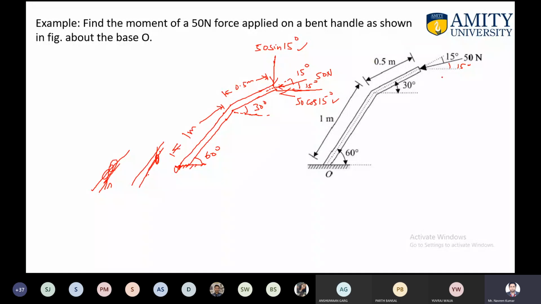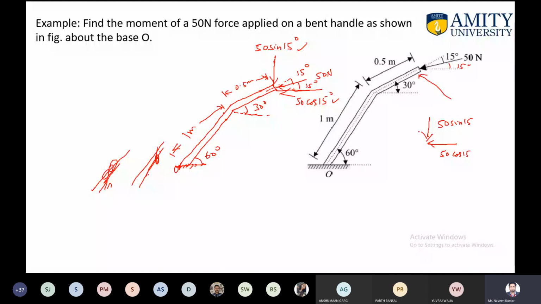So when I take this base 15 degrees, I have made two components for this force of 50 Newton at an angle of 15 degrees: 50 cos 15 in this direction. So the directions of the forces are like that, 50 cos 15, and the vertical is how much? This is 50 sin 15. This is the diagram at this point. Fine.